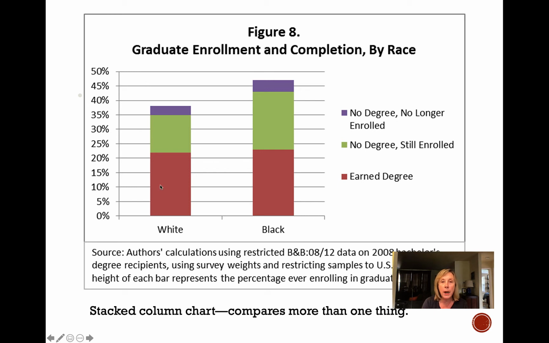So if you compare white to black, overall, you can see that more African American students are in school or have earned a degree. We can see that more African American students are enrolled in grad programs than white students. If you wanted to make this a bar chart, you would simply turn this data on its side. So white and black would be here, and the percentages would be along the bottom. This vertical orientation, though, is a little bit easier to process.